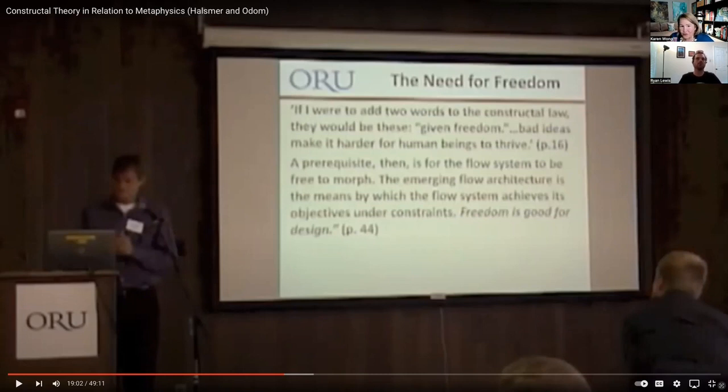The last sentence is freedom is good for design, and it's almost as though he didn't notice that the emerging flow architecture is the means by which the flow system achieves its objectives under constraints. So the constraints are what allow the flow system to achieve its objectives, or are at least part of what is allowing the system to achieve its objectives. Yeah. And so when it says freedom is good for design, that's a different kind of freedom than you normally think of. This is a freedom within constraints.